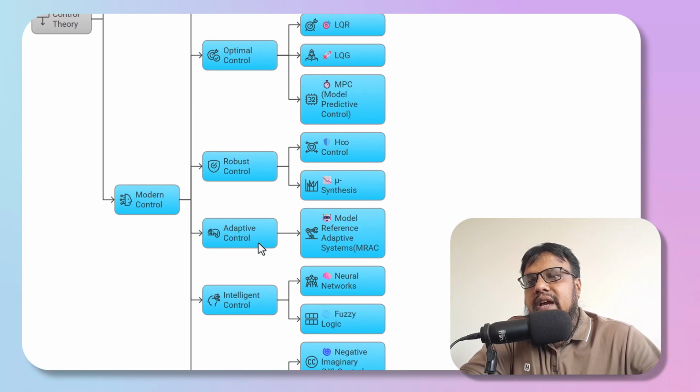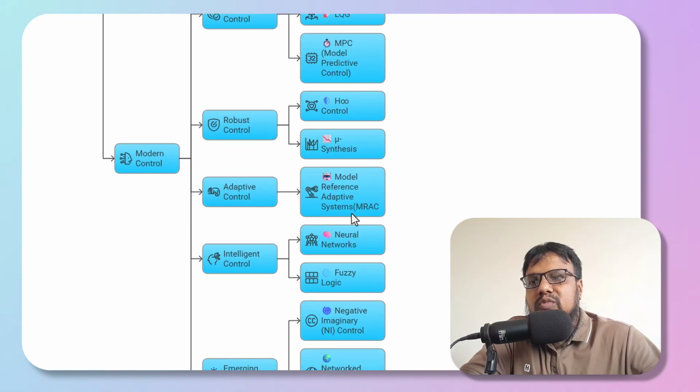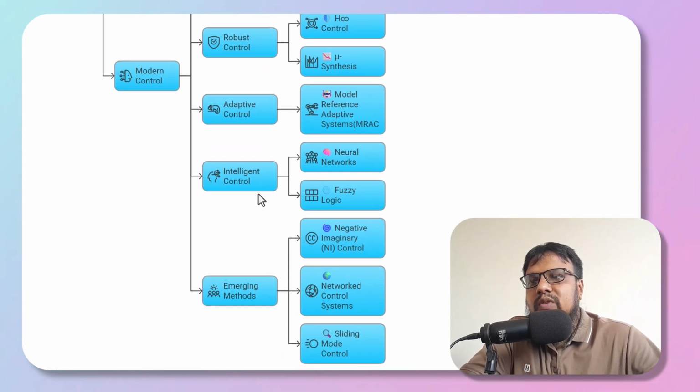Then we have adaptive control. For this, the most popular one is MRAC, that is Model Reference Adaptive Controller. Then we have intelligent control. Under this, we have neural networks. Then we have fuzzy logic controllers. These things fall under this category.